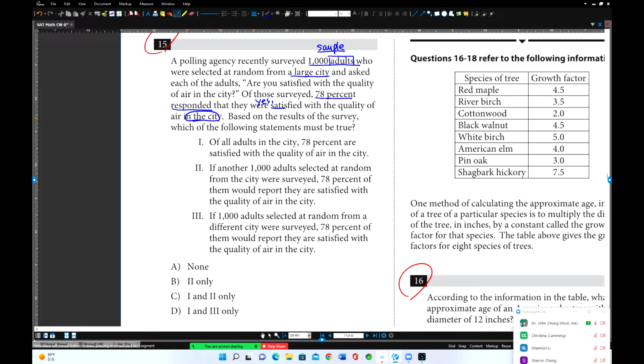You gotta be careful. This one should be adults, and also in the city, not a different city. This one is restricted. This survey result is only for this city, okay? Based on the result of the survey, which of the following statements must be true? You gotta be careful, okay? 78% is just an approximate prediction, not exact. That is a statistic, because that is a sample.